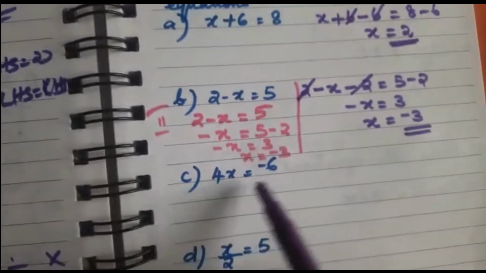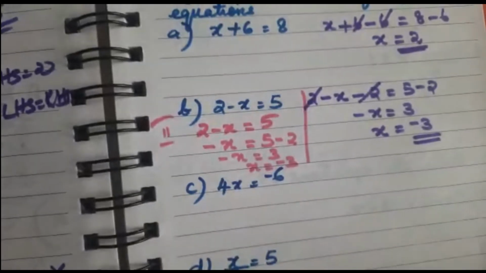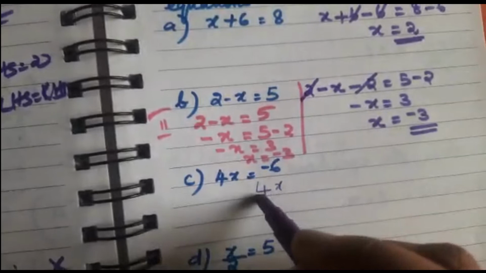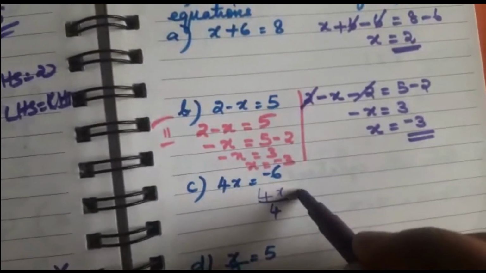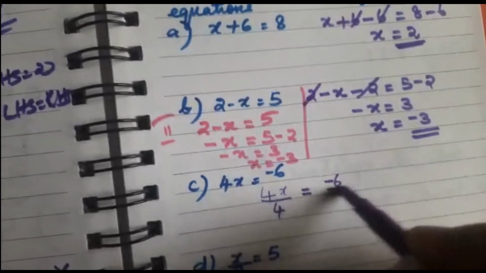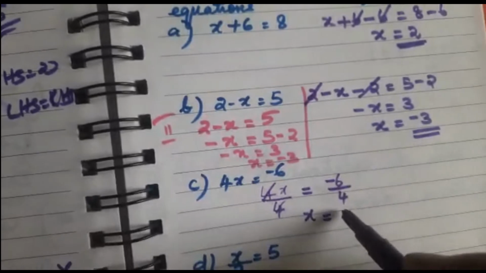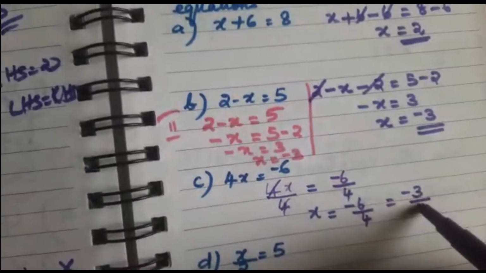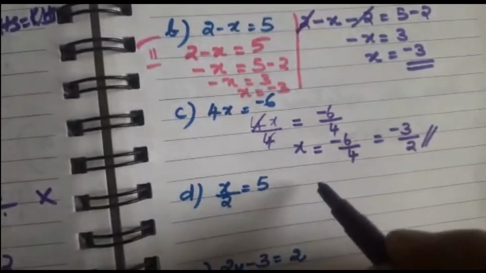Okay, now next is 4x is equal to minus 6. So I divide both sides by 4. So what will happen? 4x upon 4 equal to minus 6 upon 4. 4x upon 4 is x. x is equal to minus 6 by 4. Minus 6 by 4, if you reduce it, is minus 3 by 2. That is the answer.